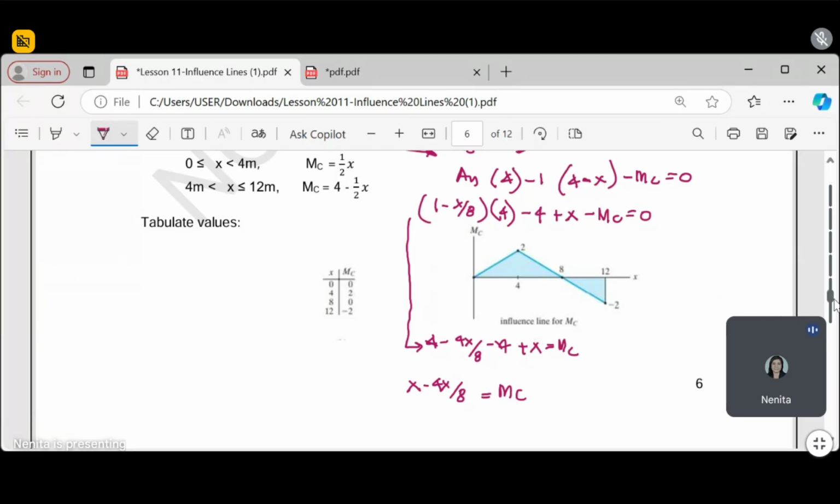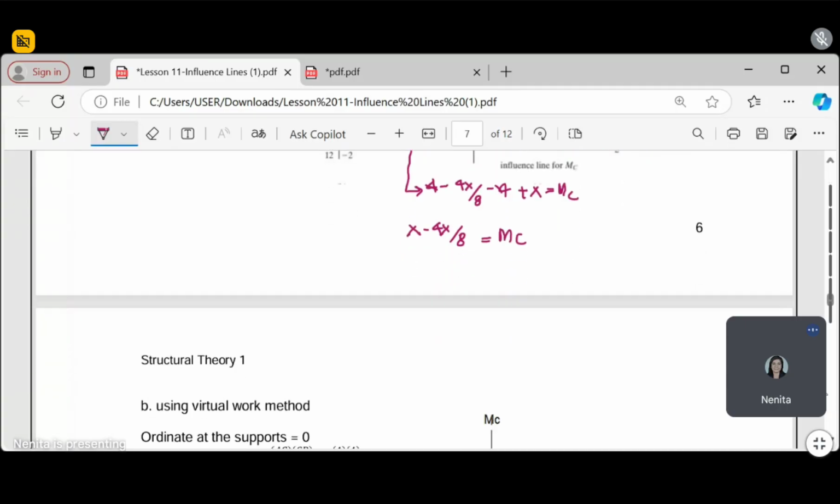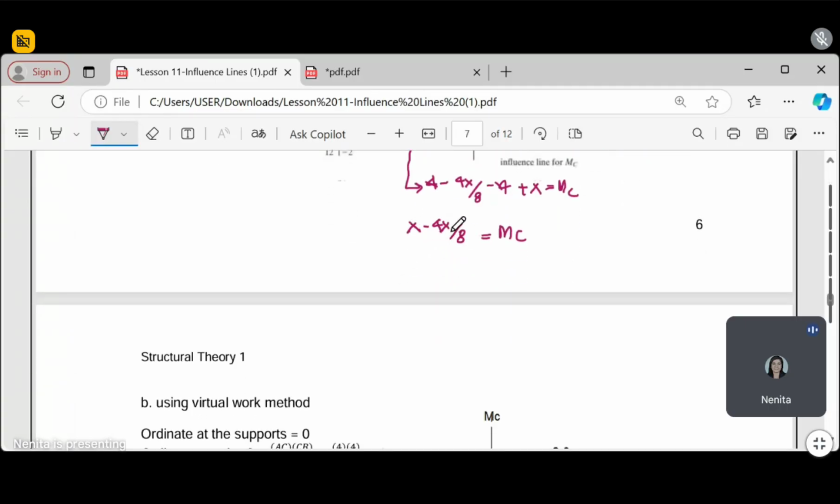So, if we simplify, that is 1 half, right? So, 8 minus 4, di ba? 8x over 8 minus 4x, so we have 4x over 8. Kung ating i-detail pa, is equal to MC, such that we have 8 minus 4 is 4. So 4x over 8 is equal to MC. So we have MC is equal to x over 2.